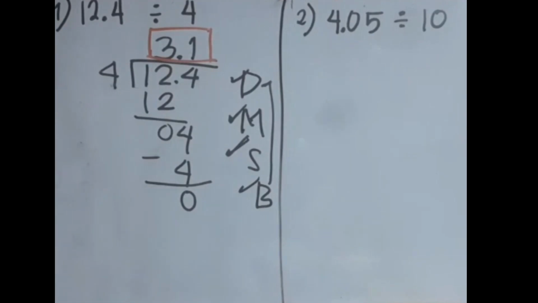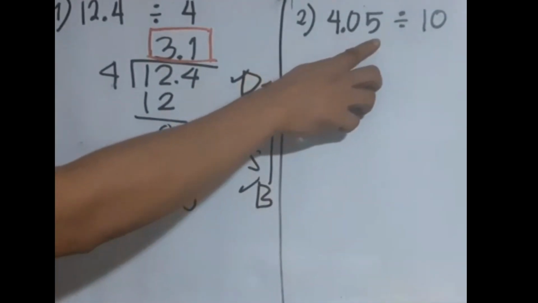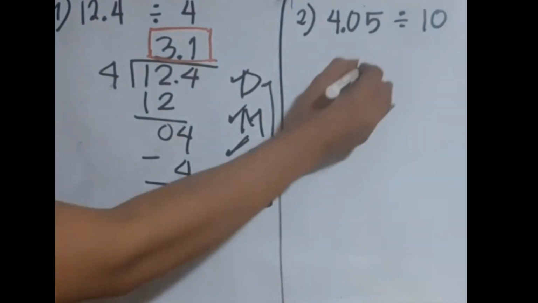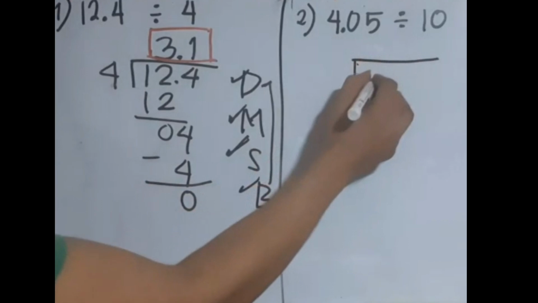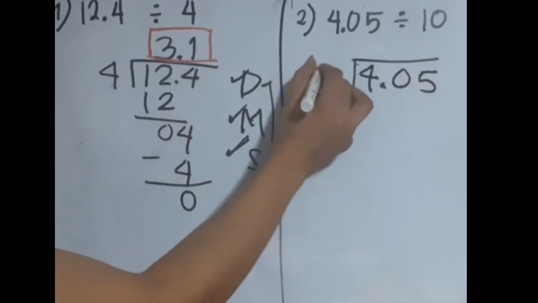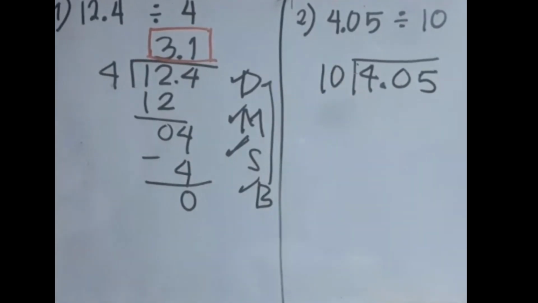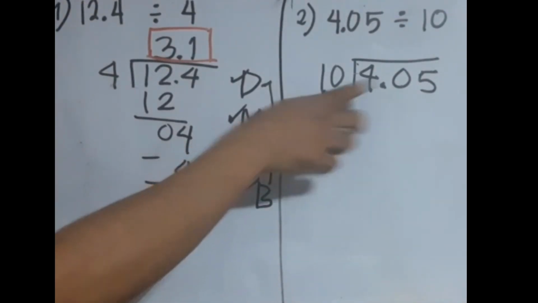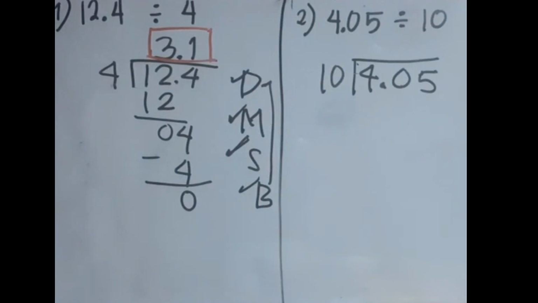Let us have another example. We have 4 500 divided by 10. So again, let us solve this using the long division method. So we have 4 500 divided by 10. So again, since our divisor is a whole number, pwede natin siyang i-divide ng diretso. As if we are dividing a whole number. Okay. I-neglect nyo muna yung decimal point. Malinaw ba mga bata? Okay.